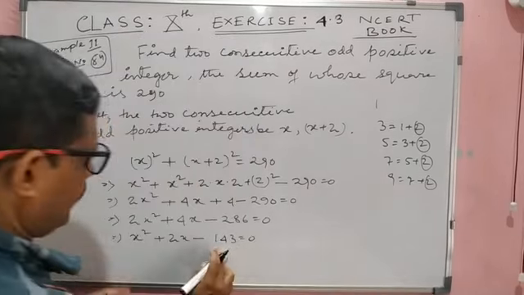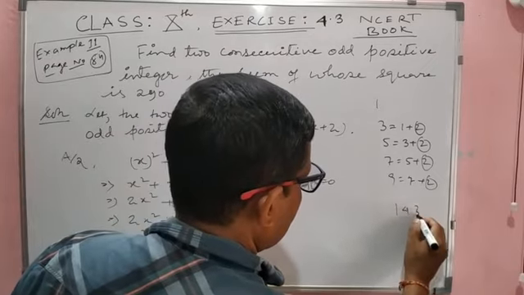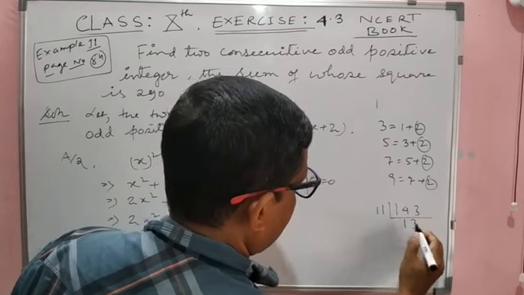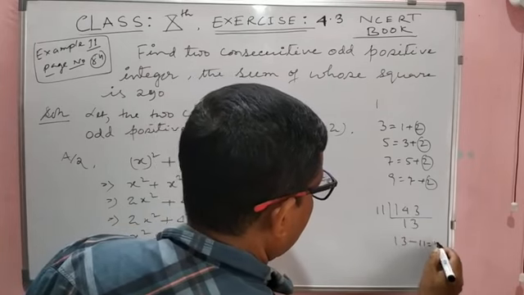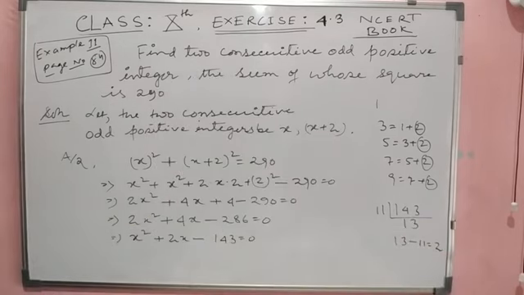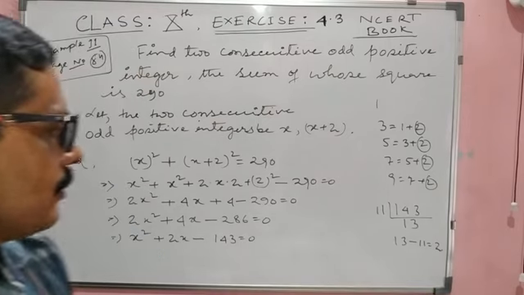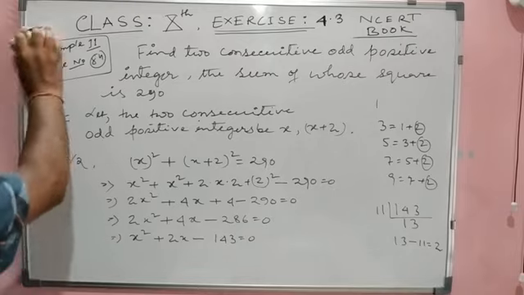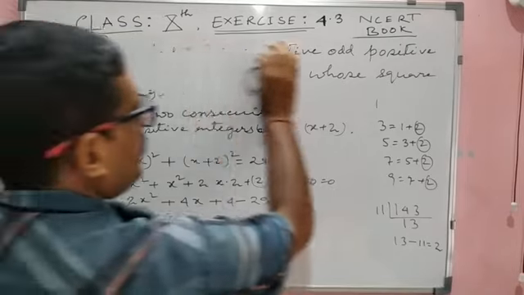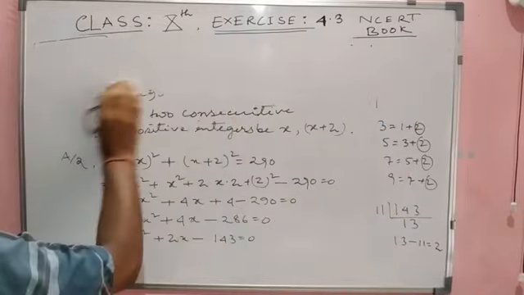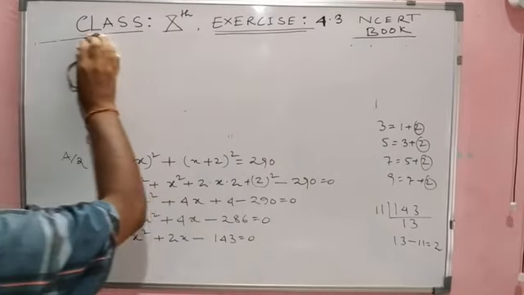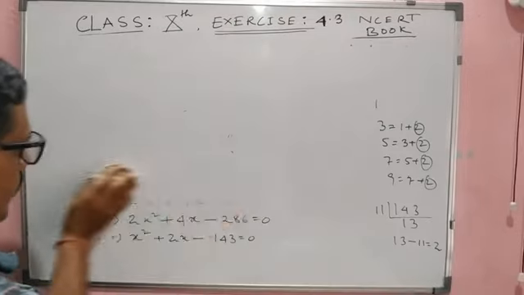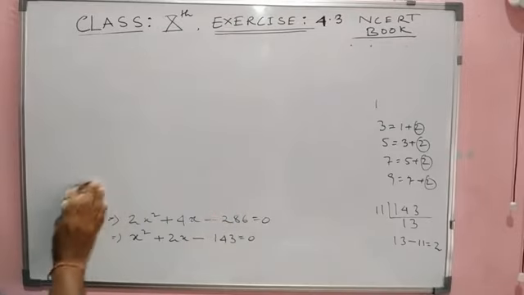If we apply the factorization method here, 143 can be written as 11 times 13. So 13 minus 11 equal to 2. We need 2, so it is 13 minus 11 equal to 2. Now let us do the middle term factorization. Using middle term factorization, we will write 13 minus 11.